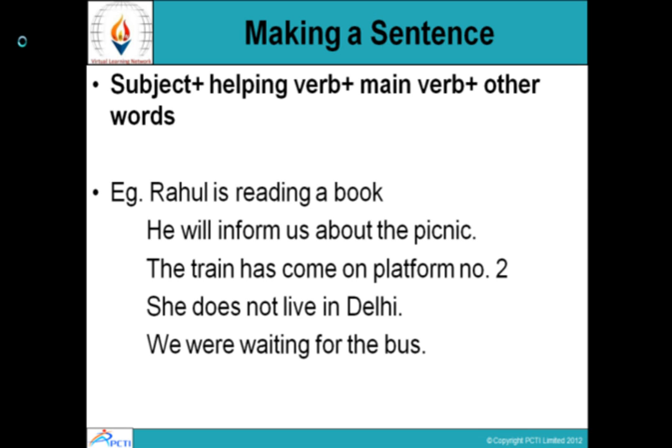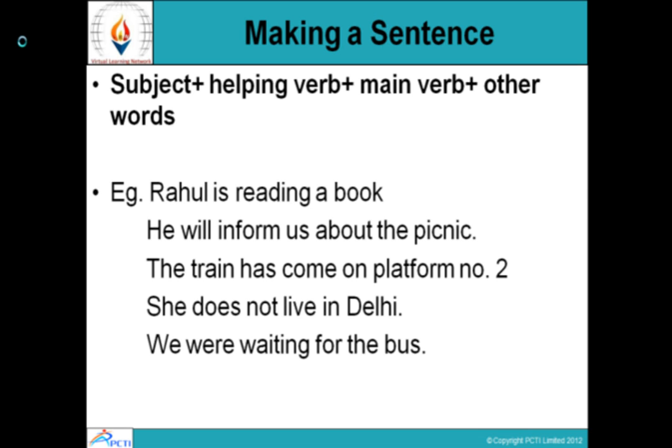Rahul is reading a book. Rahul is the subject, person, who is the performer of an action. Is the helping verb, again, because Rahul is a singular noun. Reading, the action is reading. So this is the main verb we have used in this sentence. And a book, other words. It could also be Rahul is reading a book of history in his study room.